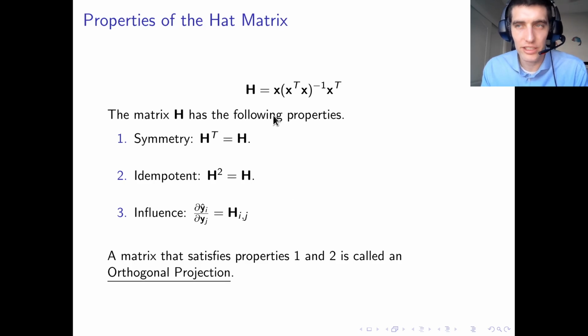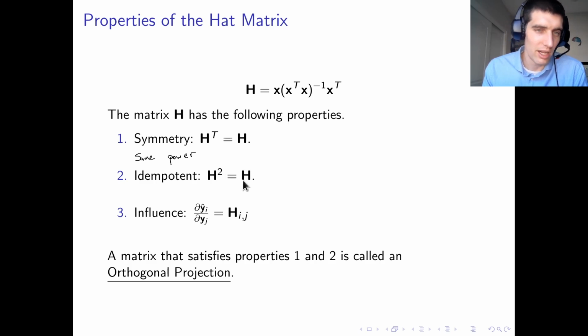Okay, so the hat matrix satisfies some important properties. First, it's symmetric, which means it's equal to its own transpose, as we discussed earlier. It is also idempotent. It's either Latin or Greek, I forget exactly, but idem means same, and potent means power. So idempotent means same power: you take h, you square it, you get h. It's the same as taking the power, taking the square. So h is idempotent.